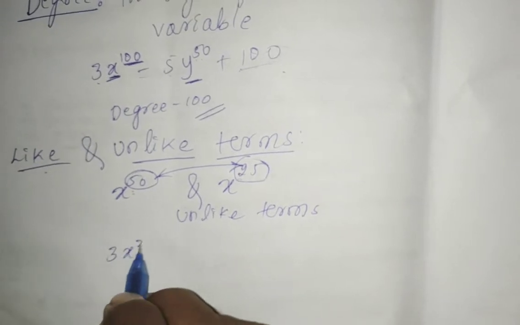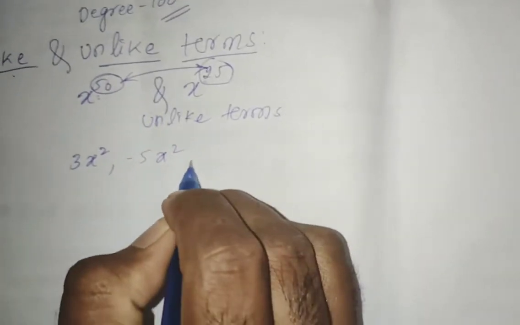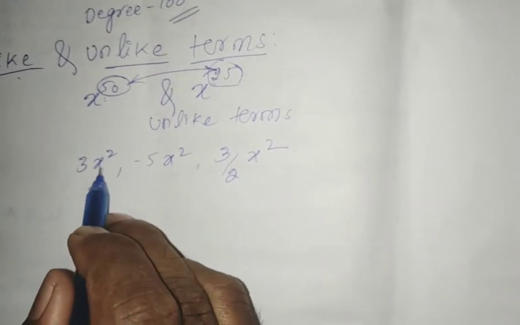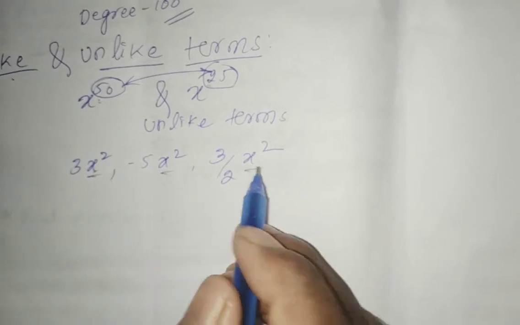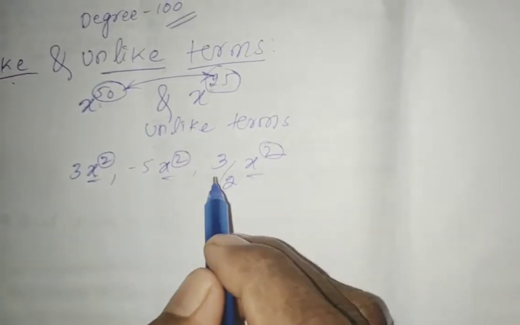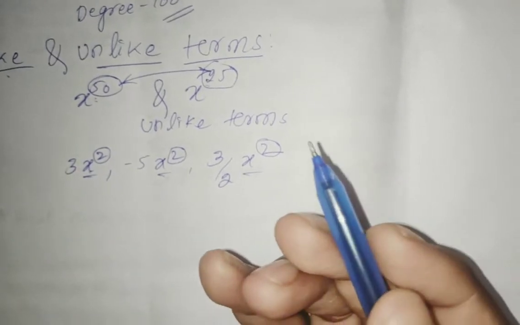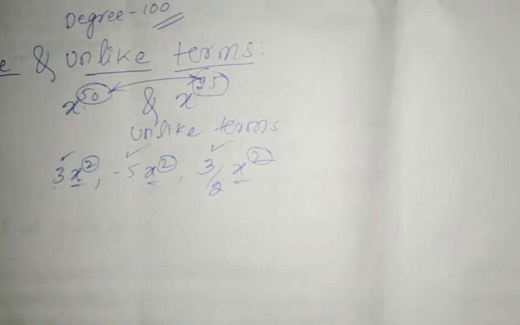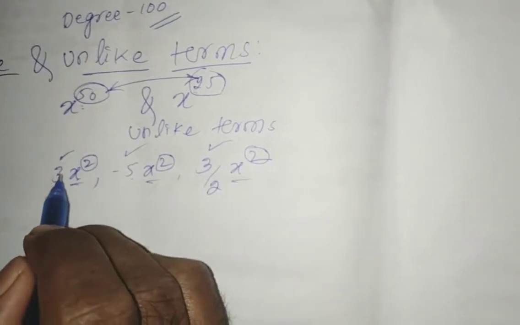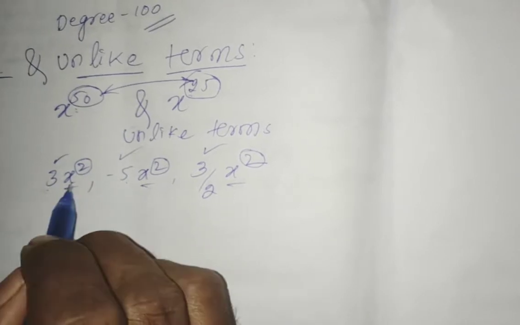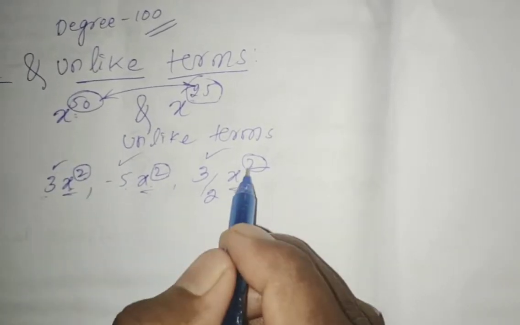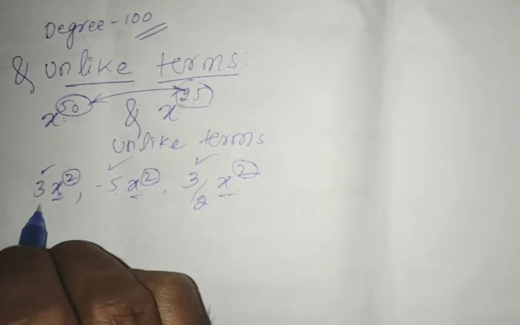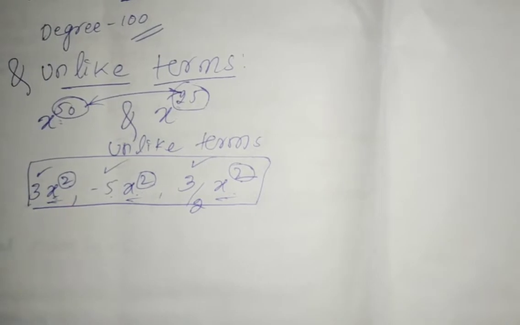Like see here, 3x square, minus 5x square and 3 by 2 x square. See here, the variable is the same, x is there, and the power is also the same, right? The coefficient may be anything. We don't worry about the coefficient. Here 3 is there, here minus 5, here 3 by 2. So we don't consider the coefficient, we consider the variables and their powers. Here the variables are the same, powers are also the same. Therefore these three are called like terms.